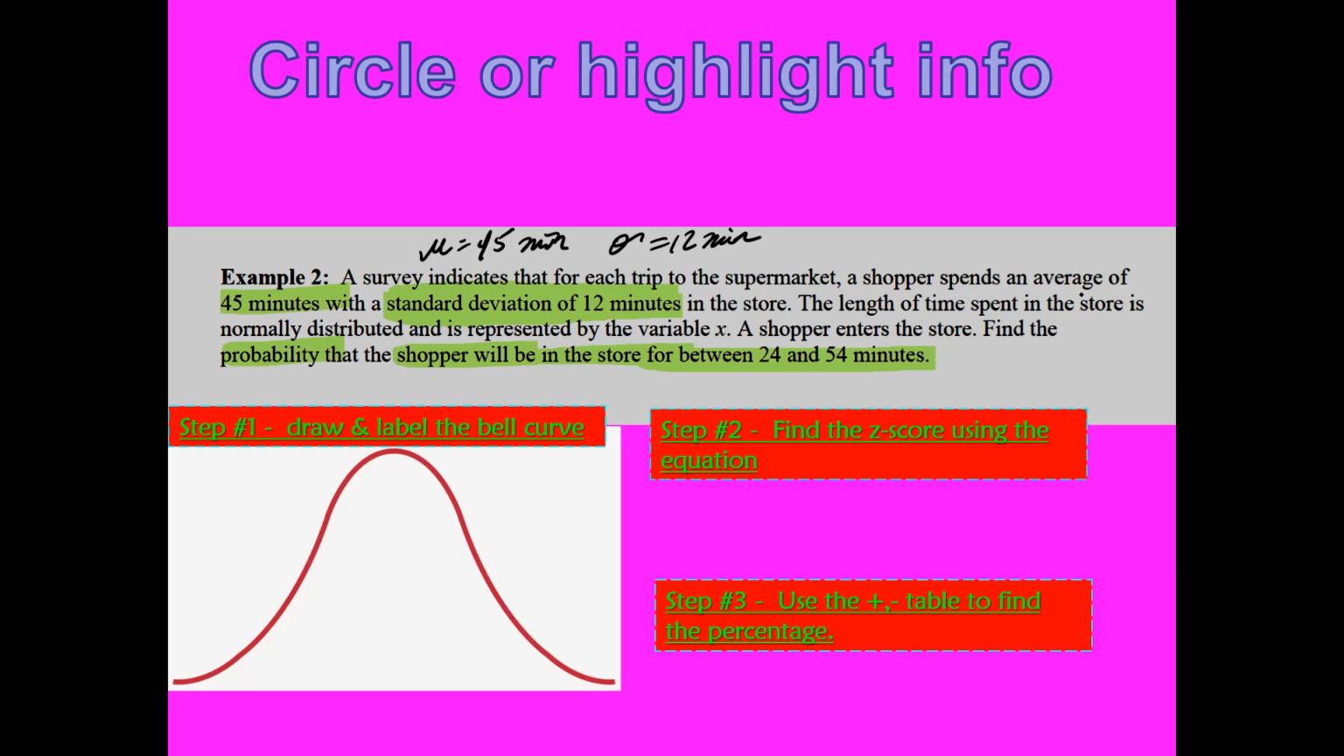The length of time spent in the store is normally distributed and represented by variable x. A shopper enters a store. Find the probability that they will be in the store between 24 minutes and 54 minutes. So 2 different questions. So let's go ahead and draw this. So here is my mean, which is going to be 45 minutes.